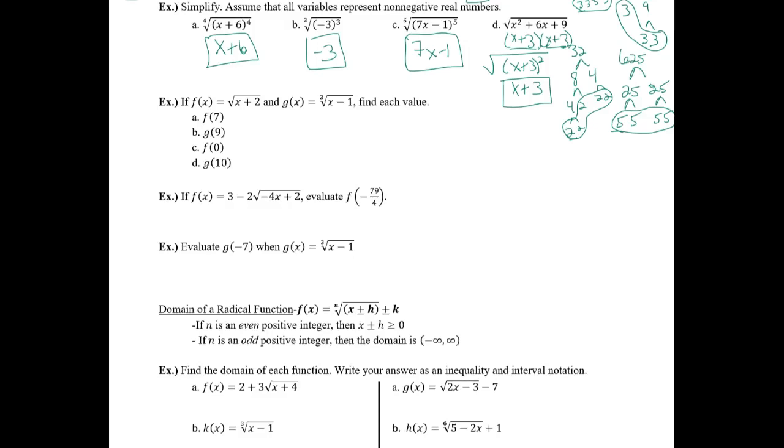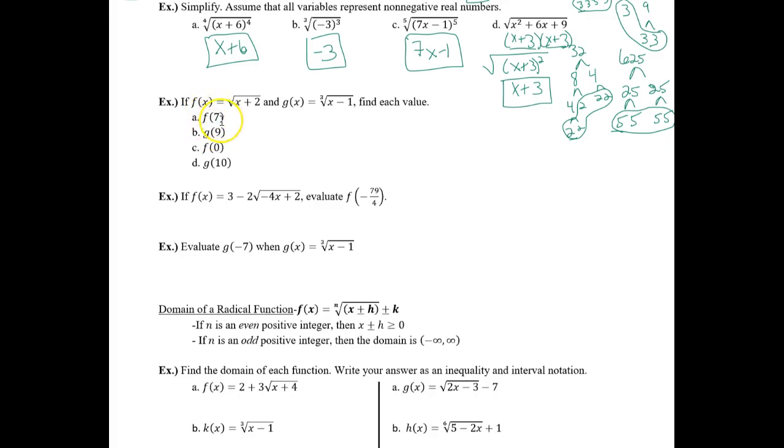Now that we've talked about how to find a square root or an nth root, meaning a cube root, fourth root, fifth root, sixth root, anything like that, we can actually evaluate radical functions. So again, a radical function just means it's a function, so we're using function notation, that has a radical in it somewhere. Could be a square root, could be a cube root, could be in some other root.